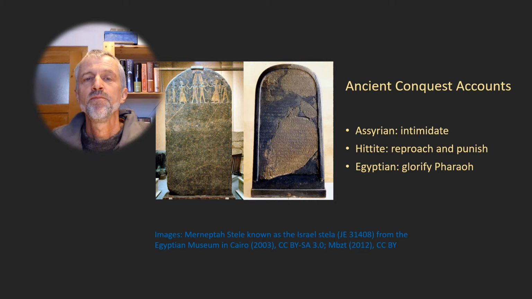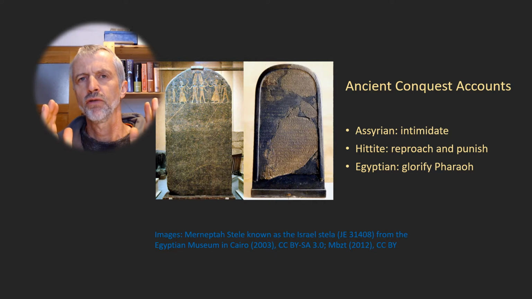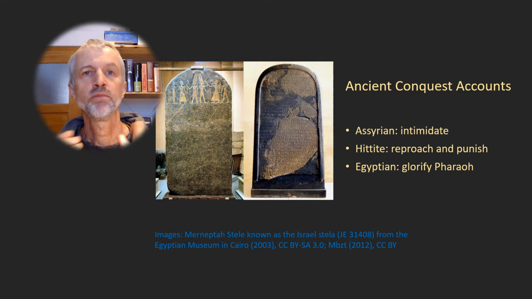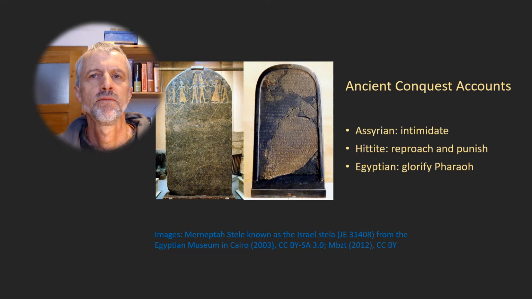Somewhat surprisingly, Lawson Younger, in the study that I talked about in the previous unit, does not point out what to me seems a significant difference between Joshua and other conquest accounts. The aim of the Assyrian conquest account, for instance, is intimidation, to instill fear and trembling. The Hittite accounts complain about betrayal and unfaithfulness, and essentially call for vengeance and punishment. The Egyptian accounts glorify Pharaoh at times beyond human likeness.